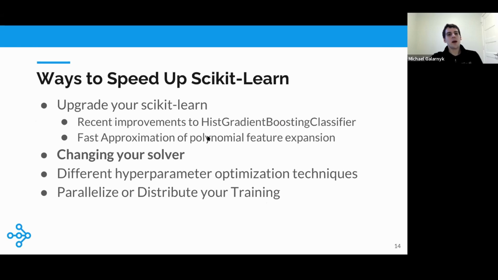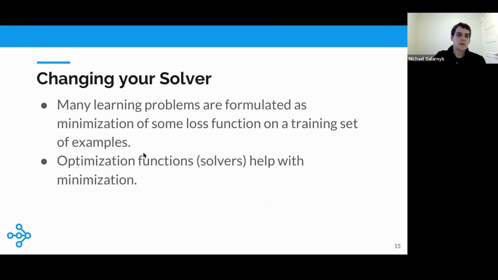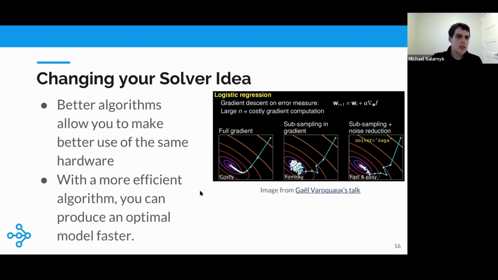So perhaps one of the best ways to speed up your Scikit-Learn training is by changing your solver. A lot of machine learning algorithms are formulated as minimization of some function. So you want to typically find the bottom of a parabola, in really simplistic terms, of a training set of examples. And optimization functions help with minimization. Of course, sometimes you have problems where you're not trying to minimize something, but I digress. So the idea of this talk in general is just about better algorithms for the most part, and better algorithms allow you to make better use of the same hardware.